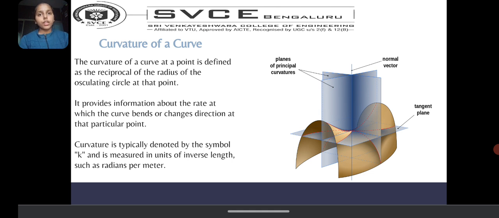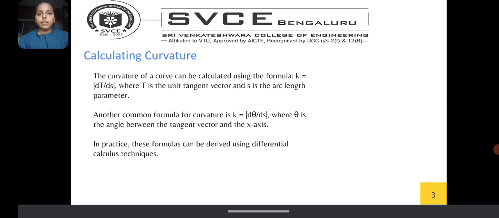The curvature of a curve at a point is defined as the reciprocal of the radius of the osculating circle at that point. It provides information about the rate at which the curve bends or changes direction at that particular point. Curvature is typically denoted by the small letter k, not the capital one, and is measured in units of inverse length, such as radians per meter.